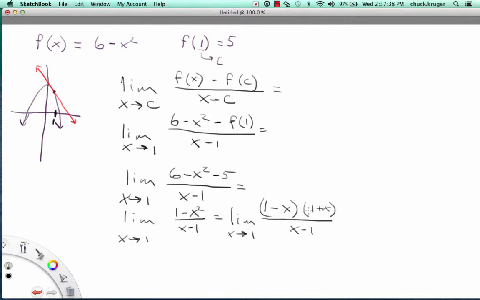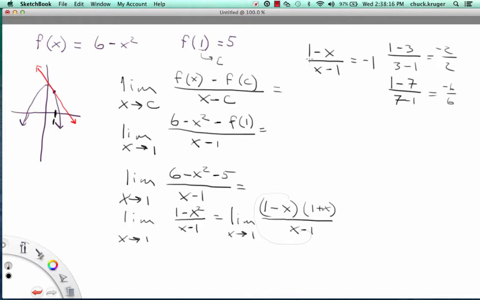Now, 1 plus x and x minus 1 do not simplify, but let's take a look at what this means. So I'm going to write that over here, 1 minus x over x minus 1. Well, if we think of some numbers like 1 minus 3 over 3 minus 1, I get negative 2 over 2. If I take 1 minus 7 over 7 minus 1, I get a negative 6 over 6, which is a negative 1. So these are opposites, and I should get a negative 1 as my answer.